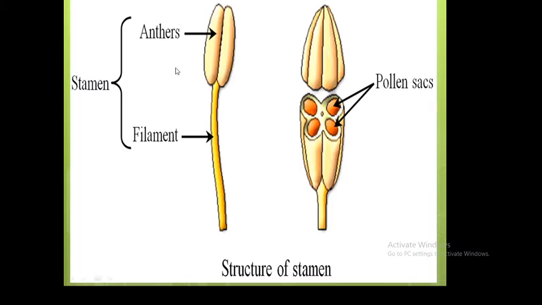We have here the anther, where pollen production takes place, and the filament, which holds the anther. Both of them are called stamen. Anther and the filament, we call them stamen. If we have a cross section, we can see the pollen sacs. So this is the structure of the stamen, which is the male part of the flower.